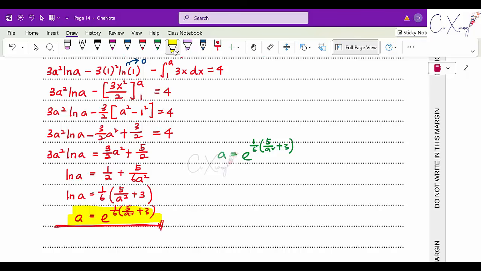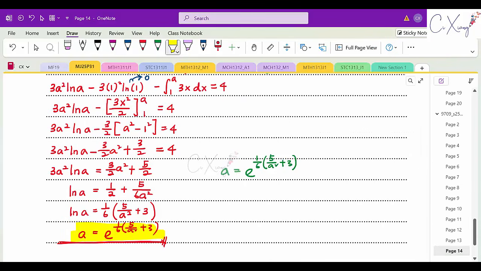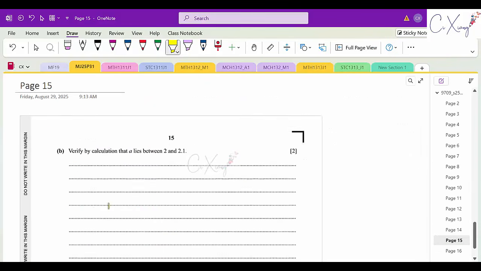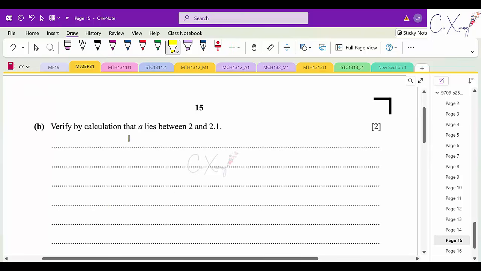Okay, then let's continue further and see what they want us to prove now. Okay, part number B. They want us to verify by calculation that a lies between 2 and 2.1. Okay, so to verify this one, basically it involves the sign change method. For me, I'm using sign change, yeah. So some of you might not be using sign change. Okay, so to use the sign change method, basically I need to use the equation that they wanted me to prove just now. This is the equation that I proved just now, right?